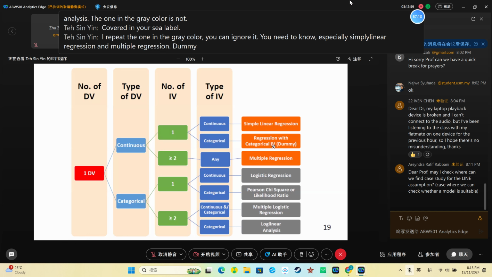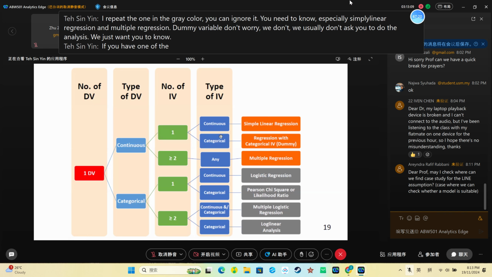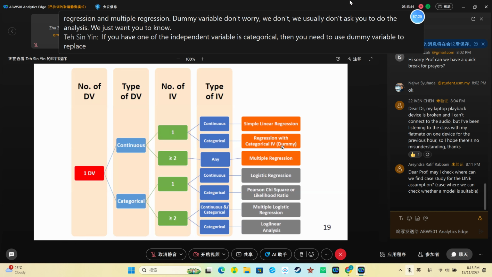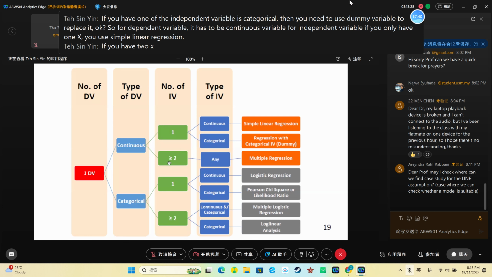Dummy variable, don't worry, we usually don't ask you to do the analysis. We just want you to know that if one of the independent variables is categorical, then you need to use a dummy variable to replace it. Okay? So the dependent variable has to be a continuous variable. For independent variables, if you only have one x, you use simple linear regression. If you have 2x, 3x, 4x, you use multiple regression. It is quite straightforward. All right?